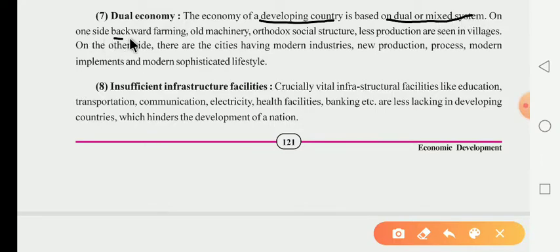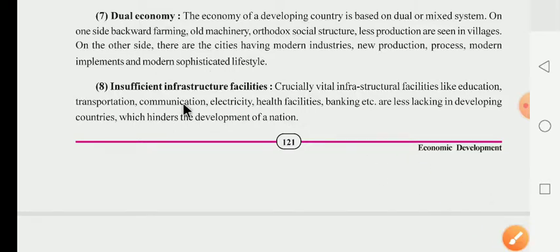On one side, backward farming, old machinery, orthodox social structure. What is the meaning of orthodox? Orthodox means the people who are known, you can say in Hindi, as Rutivadi or Kattar. It is also said as an orthodox social structure. Less production is seen in villages. On the other side, you have to see the cities having modern industry, new production processes, modern implementation and a modern sophisticated lifestyle. Sophisticated means jatila.